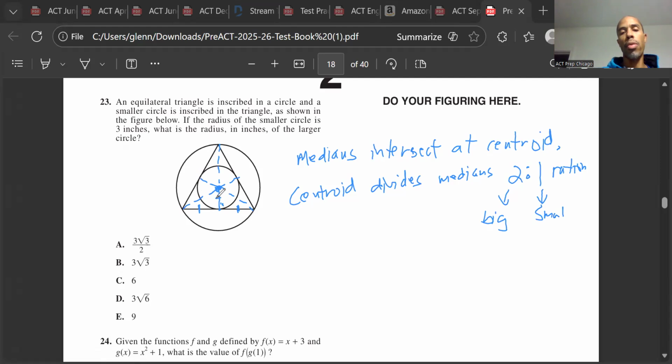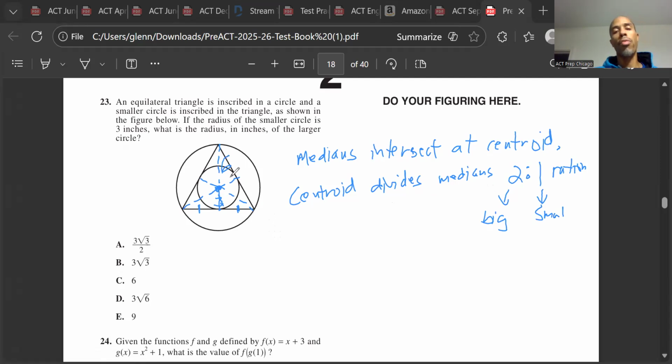So we know these are 3. And this is 3, and this is 3, because these are all radii. But the other 3s aren't as important because I just want to get to this little median here. So if this is 3, we know the medians are in a ratio of what? 2-to-1, which means that whatever the small piece of the median is, the larger piece has to be twice that. So this would be 6.